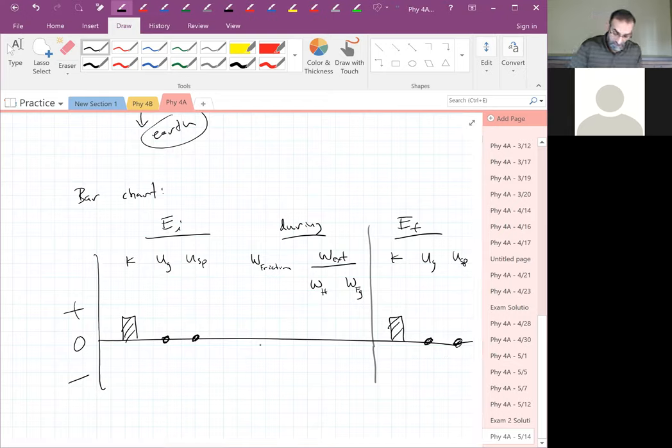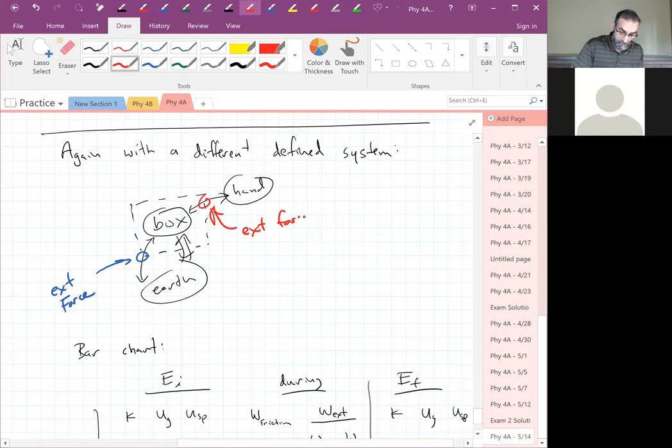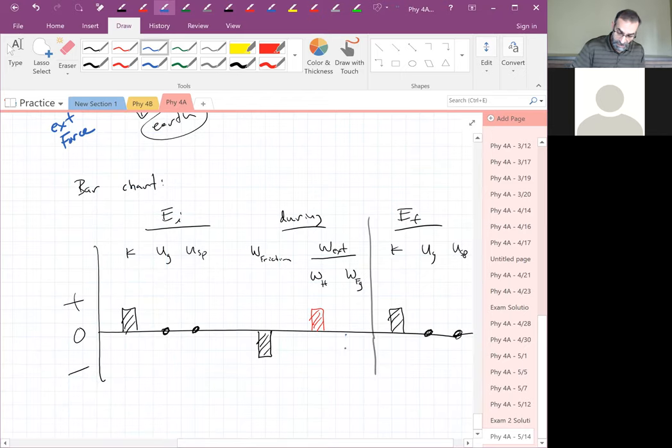I have friction, so the work done by friction is going to be negative. And I have two external forces reaching into my system. I have one here, and I have one here. So the hand is doing positive work, right? Pushing the box in the same direction it's moving, doing positive work. And gravity is doing negative work. As the box goes up the incline, gravity is pulling it down.